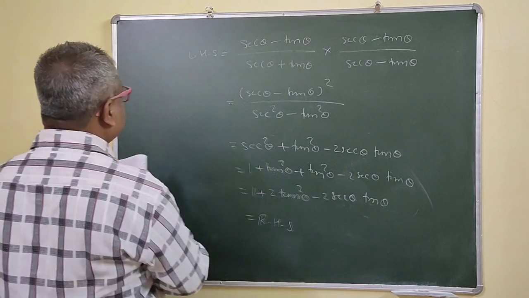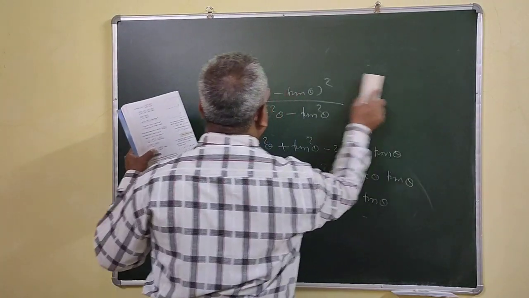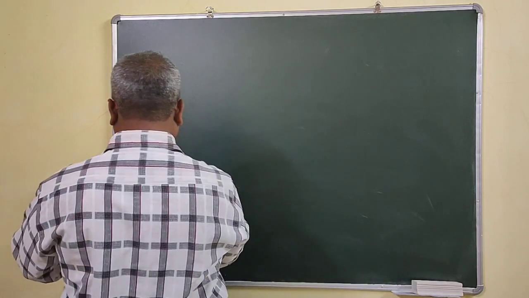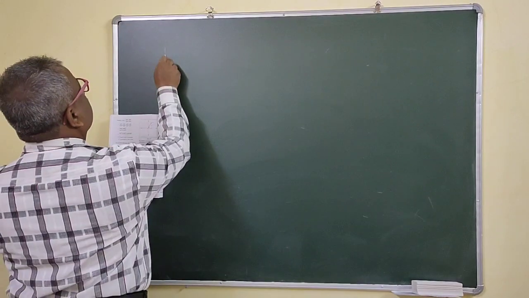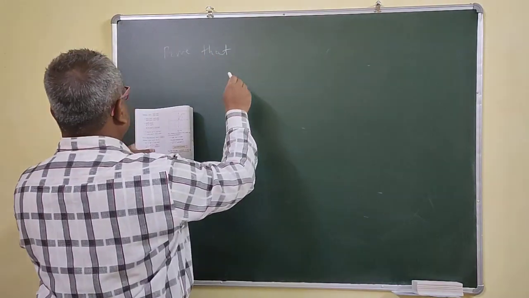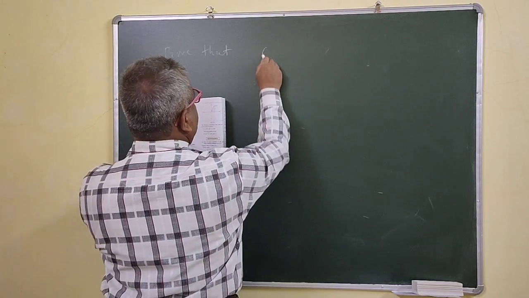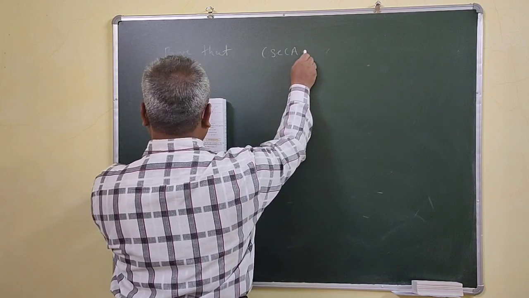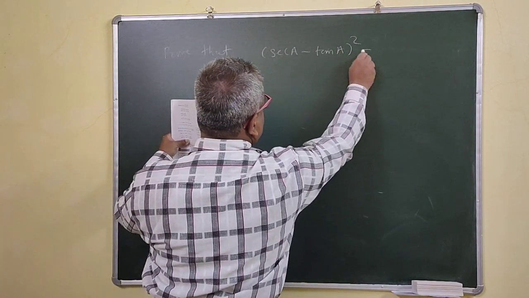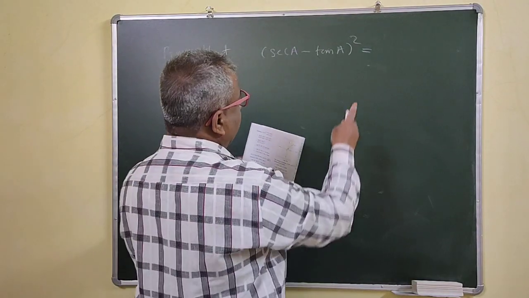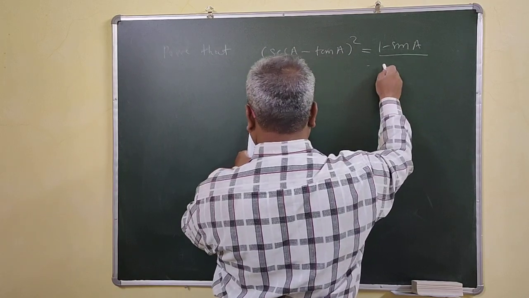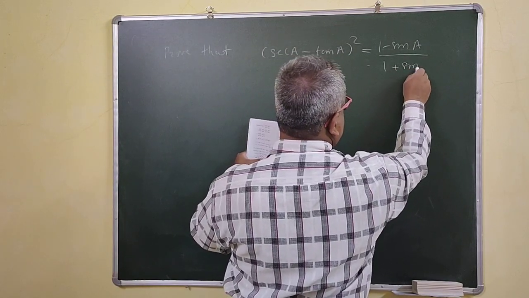Okay, so prove that. Next problem. Prove that (sec A minus tan A) whole square is equal to (1 minus sin A) upon (1 plus sin A).